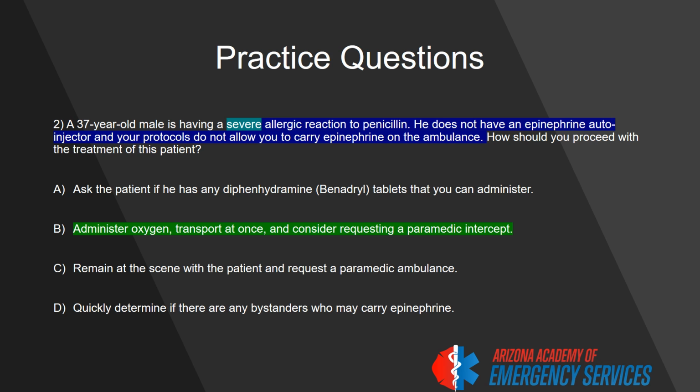And the correct answer option once again is B. We would want to administer high flow oxygen. We do want to transport at once. Again, that's what made C incorrect. We want to get this patient off scene as soon as possible. And consider requesting a paramedic intercept so that they can help us to administer that very important intervention of epinephrine.